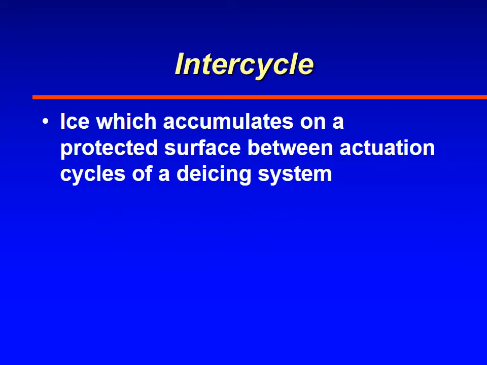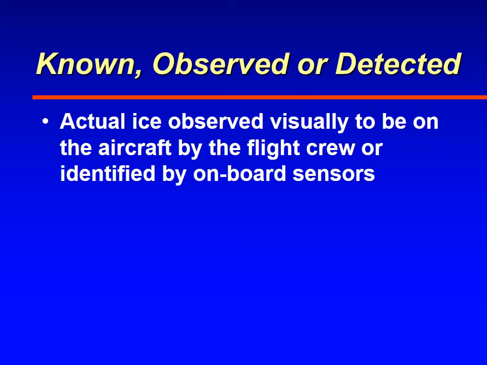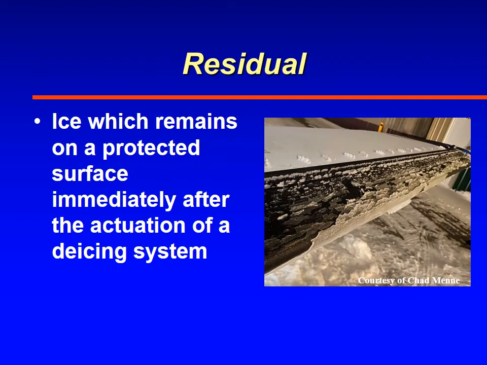There are other ways of describing icing, and one type of description is intercycle ice. Intercycle ice is ice which accumulates on a protected surface between actuation cycles of a de-icing system. Known, observed, or detected ice is actual ice that the crew visually sees on the aircraft, or perhaps it's identified by onboard sensors. Residual ice is ice that remains on a protected surface right after you hit the boots, right after you hit the de-icing system, and if there's any ice left on the wing or on the boots, that's residual ice.